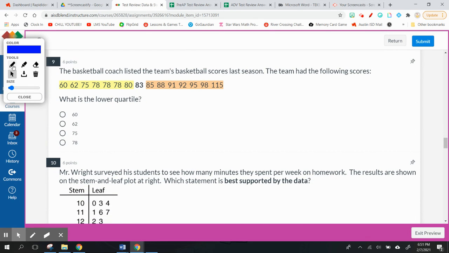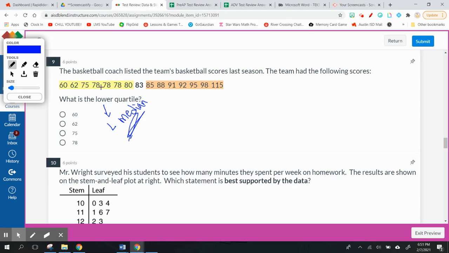All right, here we go. The basketball coach listed the team's scores last season. The team had the following scores: 60, 62, 75, 78, 78, 78, 80, 83, 85, 88, 91, 92, 95, 98, and 115. What is the lower quartile? Ooh, lower quartile, aka low median, the lower median. So I kind of helped you out with some color coding here. If you notice, I already found the median for you guys and highlighted the lower data and the upper data.